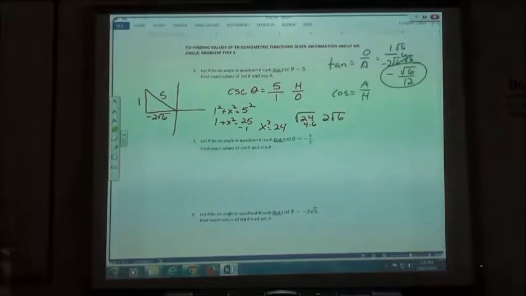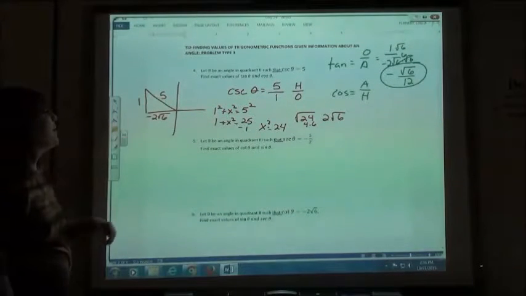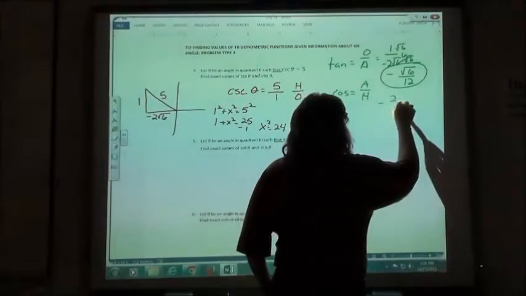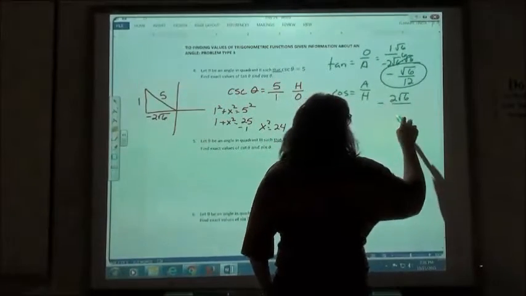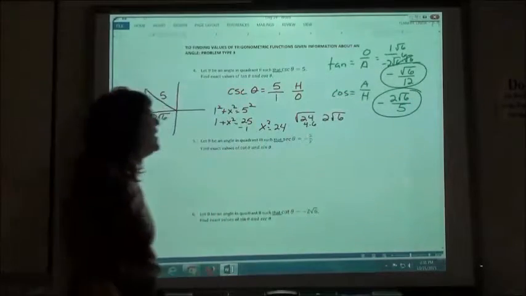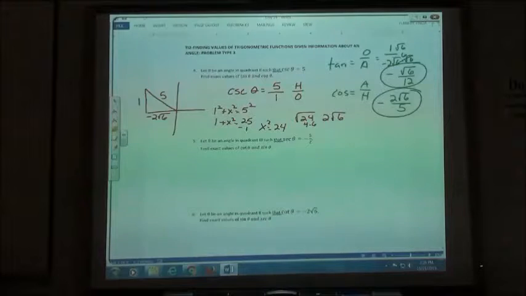I should have put my cosine down a little bit, but that's okay. My cosine is my adjacent over my hypotenuse, so all I'm just going to do is put negative 2 square root of 6 over my hypotenuse of 5. Again, they'll put the negative out in front, so negative 2 square root of 6 over 5 would be my cosine.